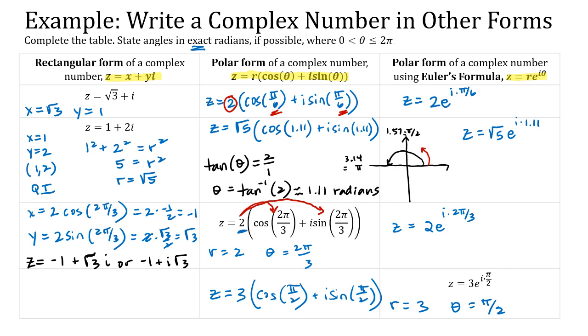And if I multiply that 3 through, I get that z is equal to 3 times the cosine of pi over 2. The cosine of pi over 2 is 0. So it's going to be 3 times 0 plus 3 times sine of pi over 2, which is 1, and that's going to be I. So z equals just 3I. That's an example of a purely, what did we call that? Purely imaginary complex number.